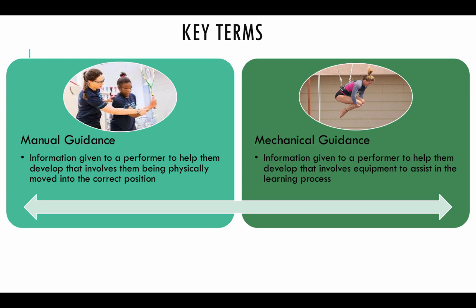Mechanical guidance: information given to a performer to help them develop that involves equipment to assist the learning process. As you can see here, the harness is helping the learner to allow them to go through the forward somersault, very similar to the trapeze video you were just shown.